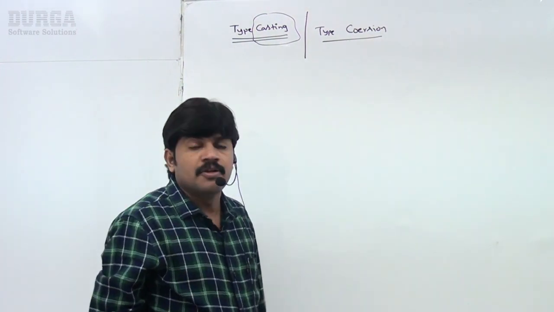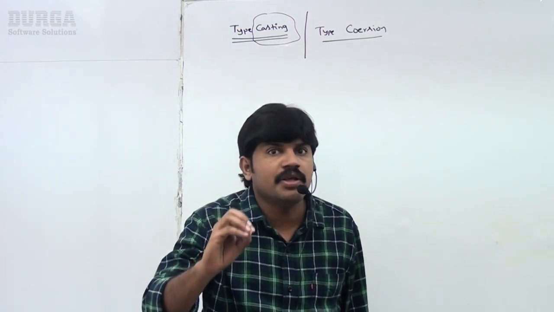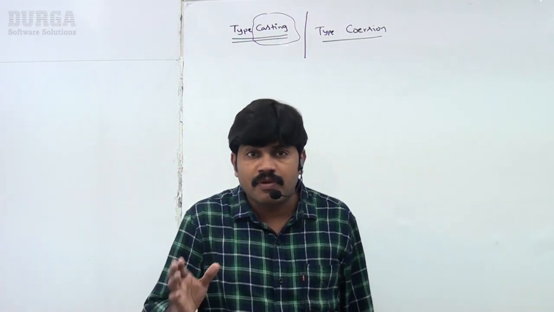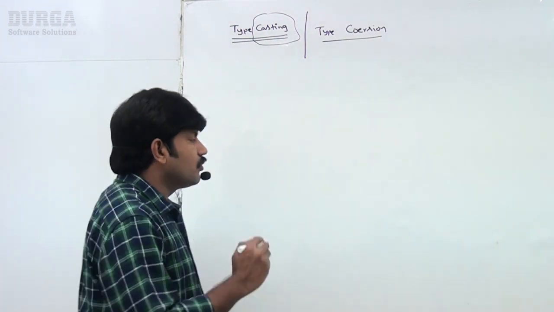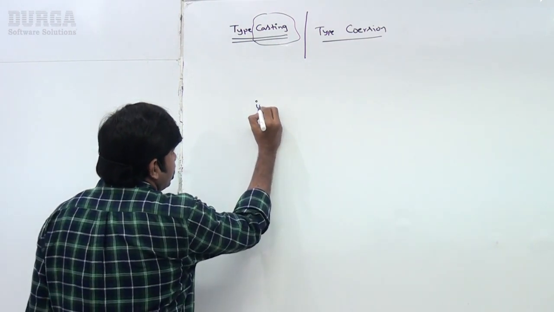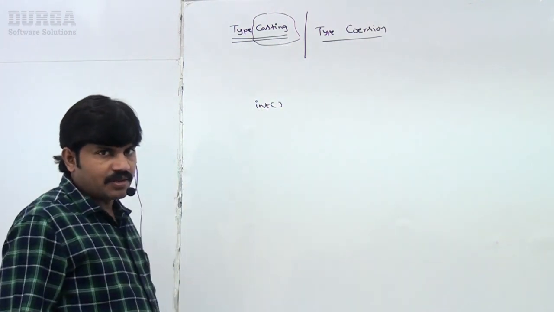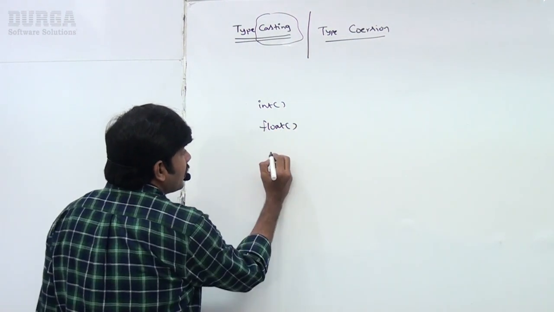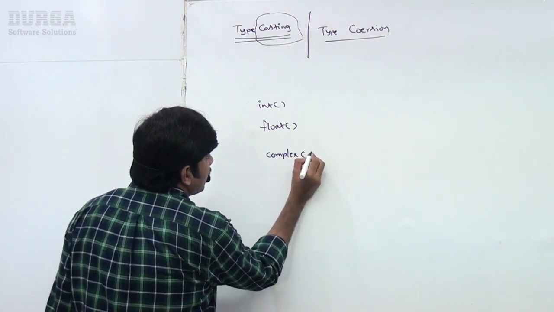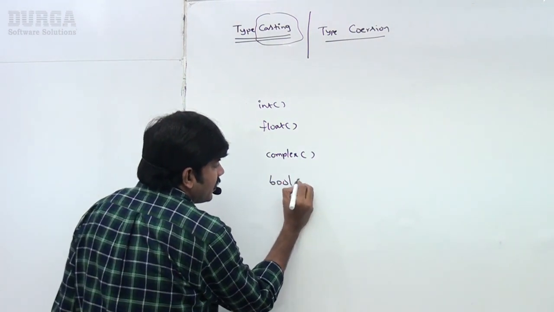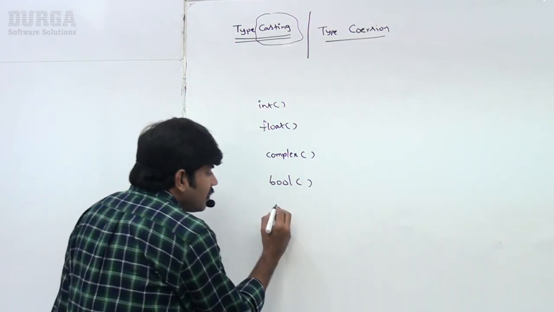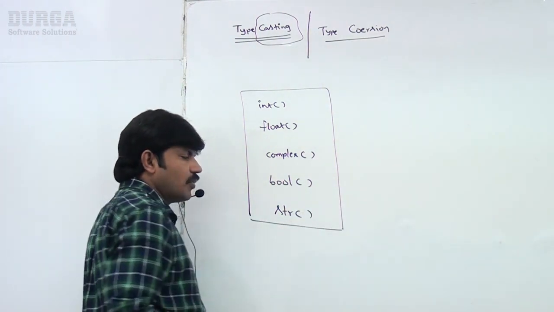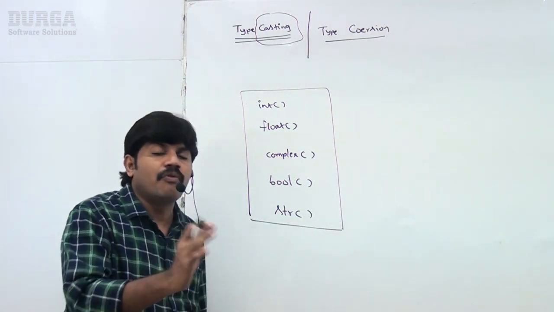What functions are there? Python provides 5 inbuilt functions. By using these 5 inbuilt functions, happily we can convert from one type to another type. Sir, what are those inbuilt functions? First one, int function. Second one, float function. Third one, complex function. Next, bool function. Next, str function. These are the 5 typecasting functions we can use to convert one type value to another type.